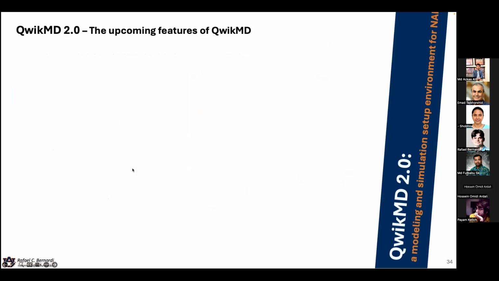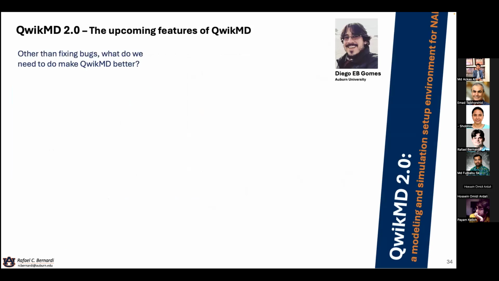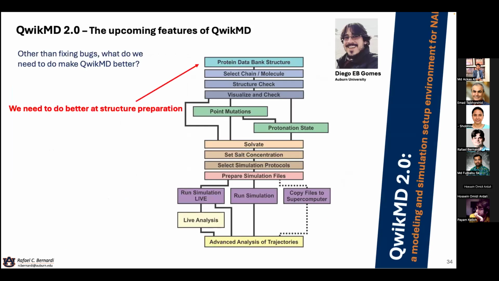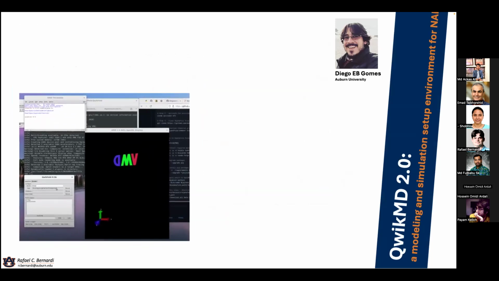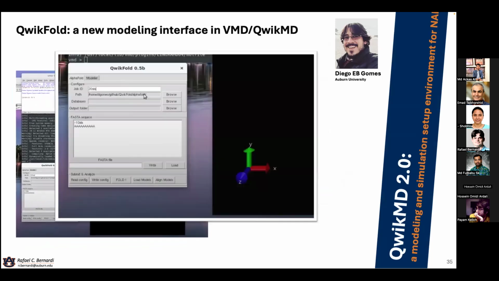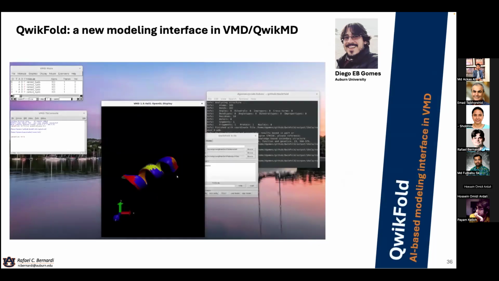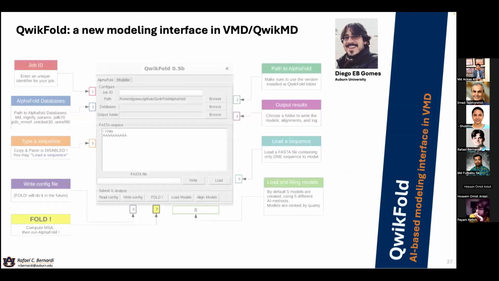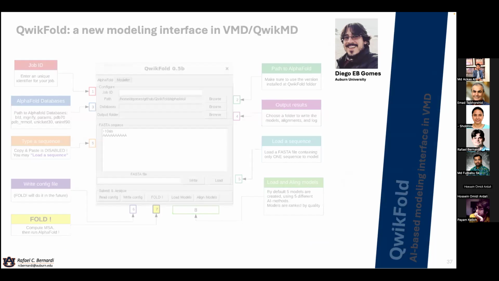We are working now with VMD 2.0 on a QuickMD 2.0. There are a bunch of things we want to do, and Diego is working on that. For instance, we need a better way to prepare the structure. QuickFold is one of the answers we already came up with. We want to integrate that better into QuickMD and maybe remove QuickFold altogether, and make it part of QuickMD. Diego already showed the better interface, but this is kind of how it works. You can actually integrate AlphaFold. I'm not going to show much of this because he already showed it before.